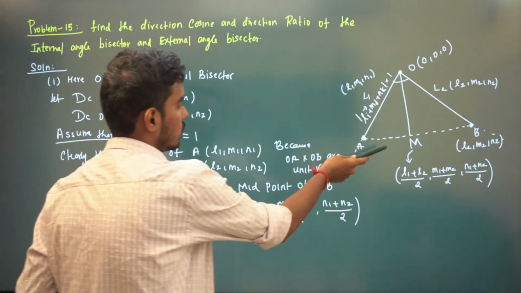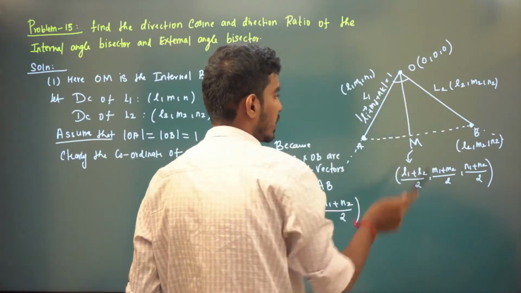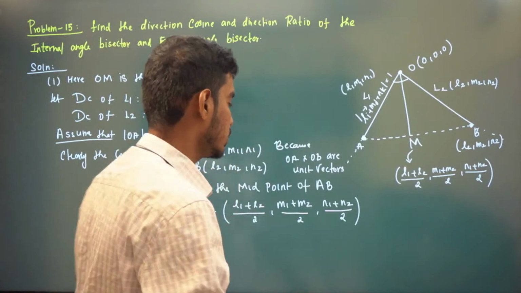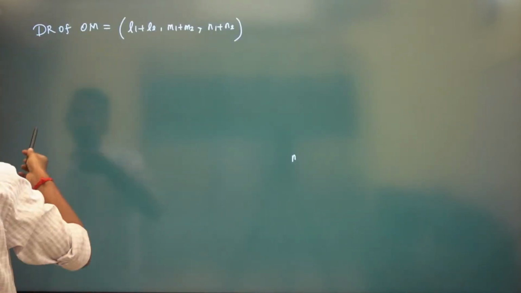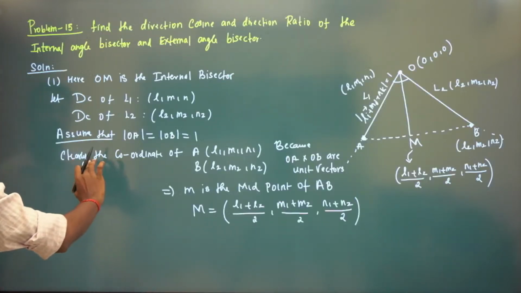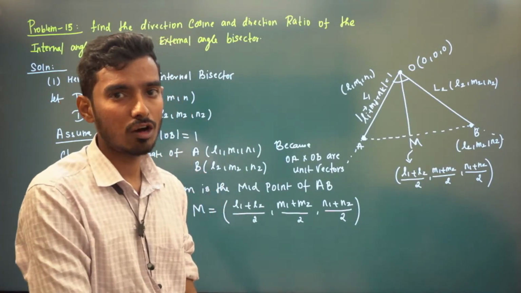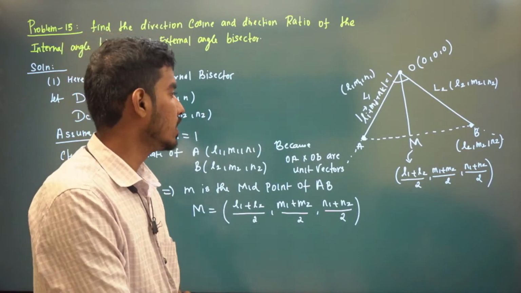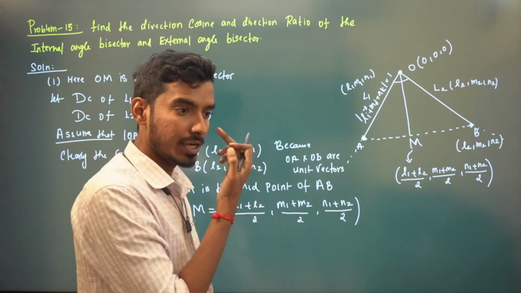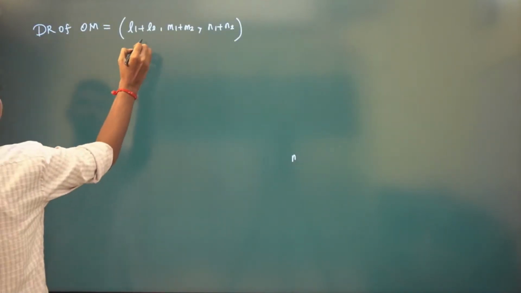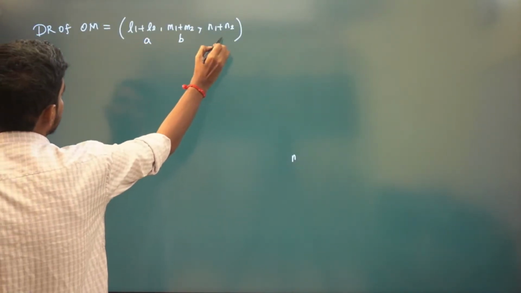So we will have this minus this, this minus this, this minus this. Since 2 is proportional, for direction ratio we don't need it. So we have found the direction ratio of the internal angle bisector: L1 plus L2, M1 plus M2, N1 plus N2. Now how to find the direction cosine? Very easy. Call this A, call this B, call this C.